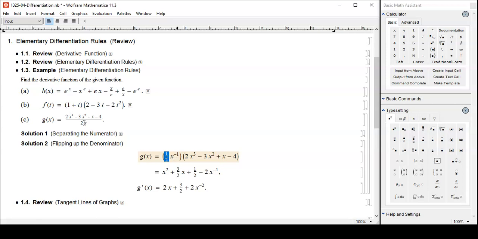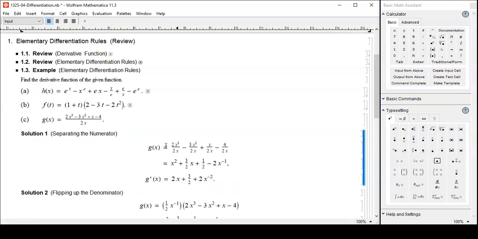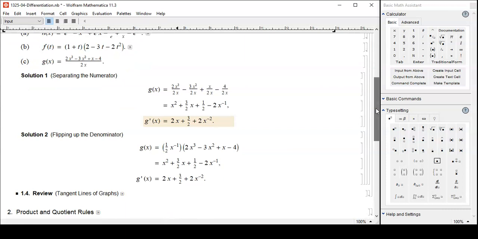But this is coming from the denominator, so we have negative first power. And then FOIL it out, we get this form, which is the same as before. And then you can apply the power rule one at a time. Of course, we get the same thing. Some students prefer to do it this way. Me, I usually do it this way by separating the numerator. Let me show you both in the same window.